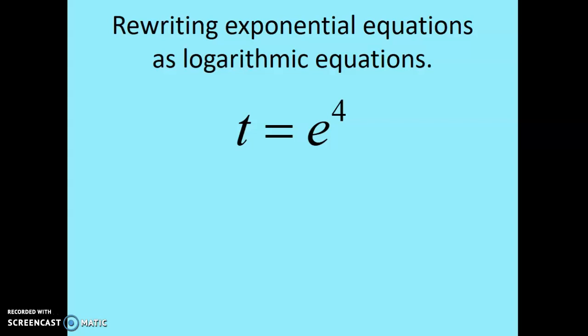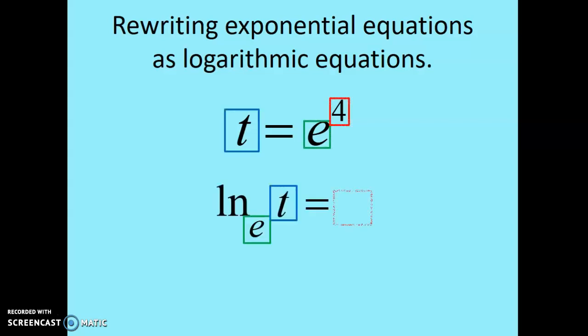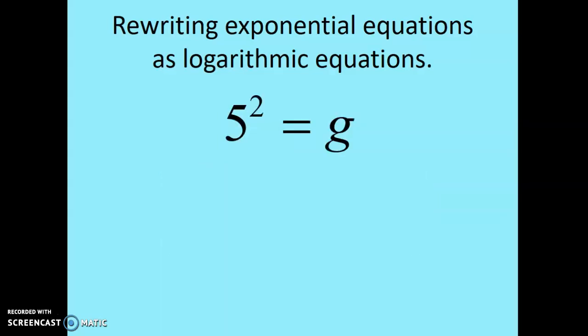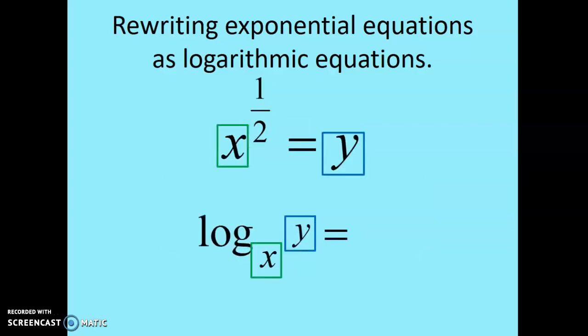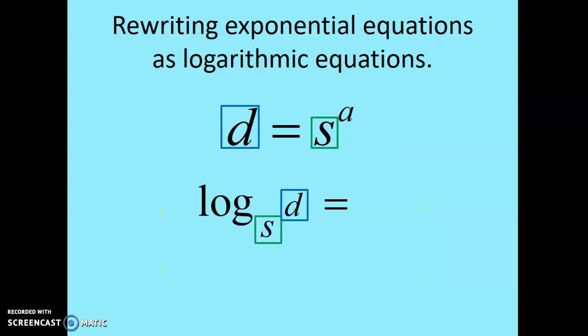All right, so hopefully you've tried those 4 questions, and then you can just check your answers. I'm going to go through these real quick. Again, this is an e, so it has a natural log. So it should look like this. We have natural log of t is equal to 4. Next one. We have log base 5 of g is equal to 2. Log base x of y is equal to 1/2. And log base s of d is equal to a.